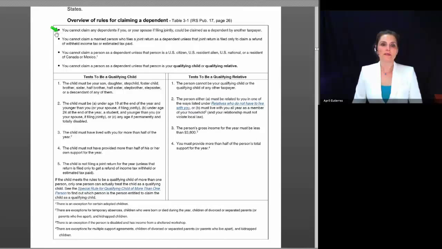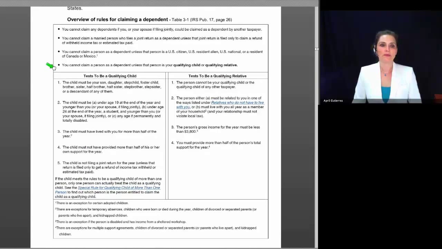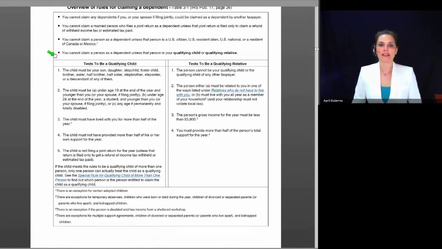So the rules for claiming a dependent state that you cannot claim any dependents if you or your spouse, if filing jointly, could be claimed as a dependent by another taxpayer. You cannot claim a married person who files a joint return as a dependent unless that joint return is filed only to claim a refund of tax withheld or estimated tax paid. You cannot claim a person as a dependent unless that person is a U.S. citizen, U.S. resident, U.S. national, or a resident of Canada or Mexico. And you cannot claim a person as a dependent unless that person is your qualifying child or qualifying relative.